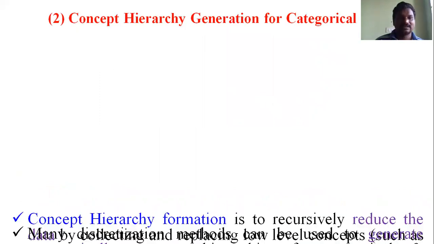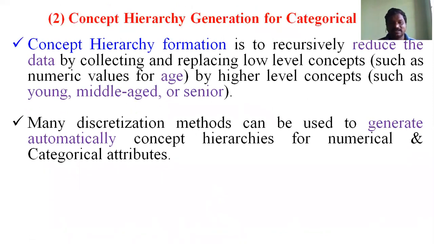It is a representation. And then concept hierarchy generation for categorical data. Here the categorical data is represented, for example, for age, as young, middle age, senior person, not having any number in this case. Here not having any number.